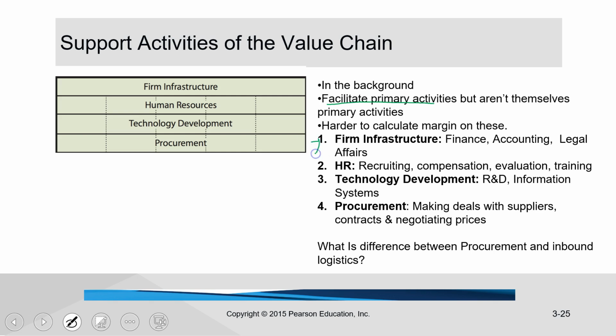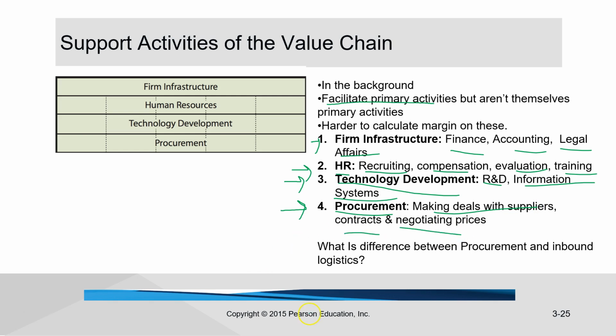1. Firm infrastructure, finance, accounting, legal affairs. 2. HR, which does recruiting, compensation, evaluation, and training. 3. Technology development. It's research and development and also information systems. And 4. Procurement, making deals with suppliers, contracts, and negotiating prices.